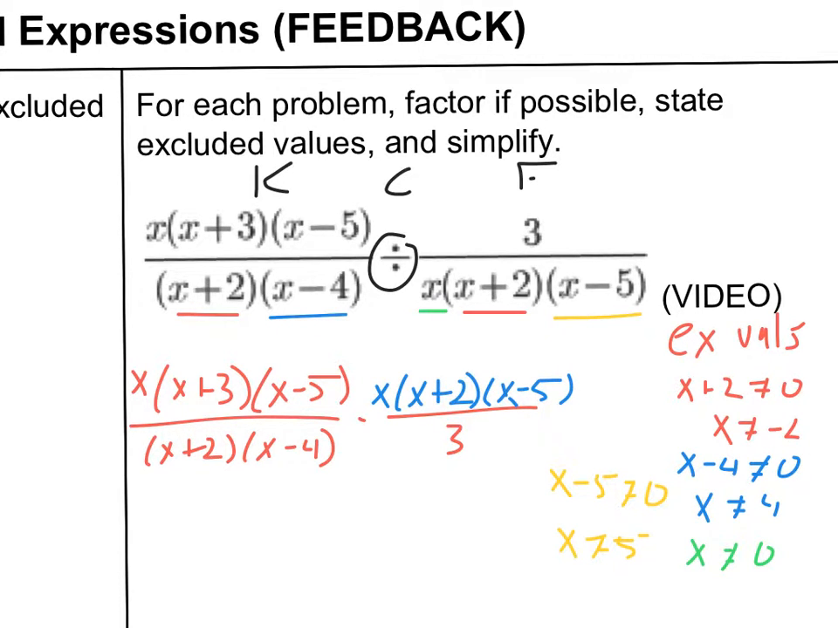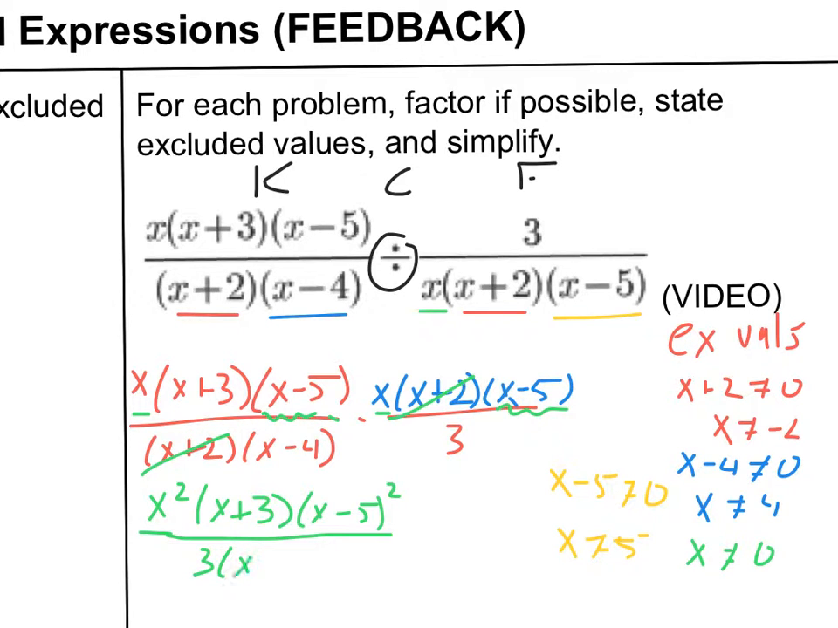And here we have an interesting thing happening. Only the x plus 2's are the same on the top and the bottom. And that leaves you with a weird equation. Well, x times x I could write as x squared. We've got an x plus 3. X minus 5 and x minus 5 I could write as x minus 5 squared, although you could leave those separate. And then on the bottom, we're going to have a 3 times x minus 4. You could also write that as x minus 4 times 3. Doesn't really matter.